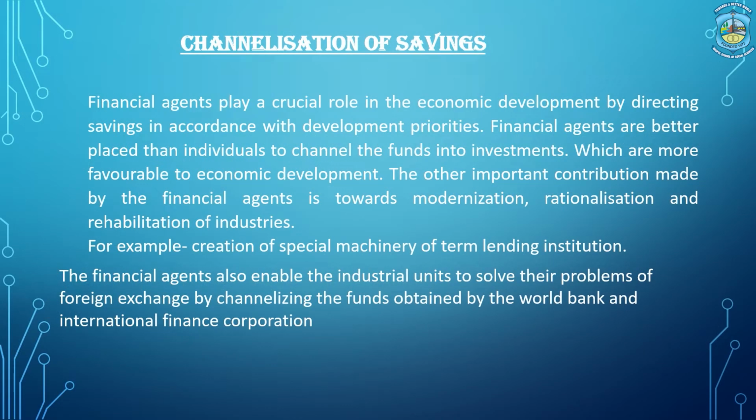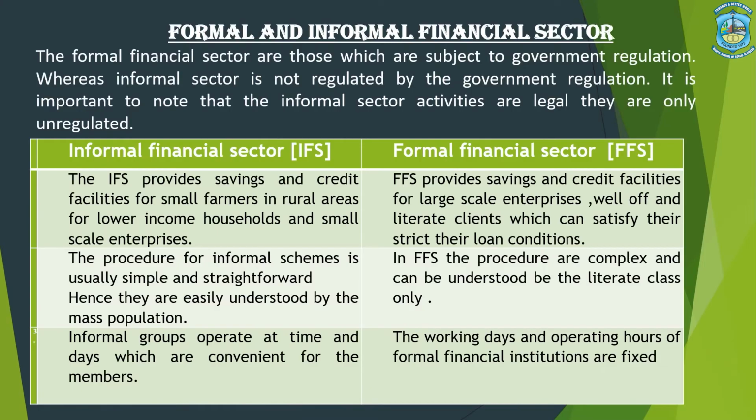Then we come to channelization of savings, which is the same as mobilizing, just a part of it. Then we come to formal and informal financial sectors. We have differentiated between them. The informal financial sector provides savings and credit facilities for small farmers in the rural areas, whereas the formal financial sector provides savings and credit facilities for large scale enterprises. Second, the procedure is very simple and informal in the informal sector, whereas in the formal sector the procedure is complex and could be understood only by an educated class.